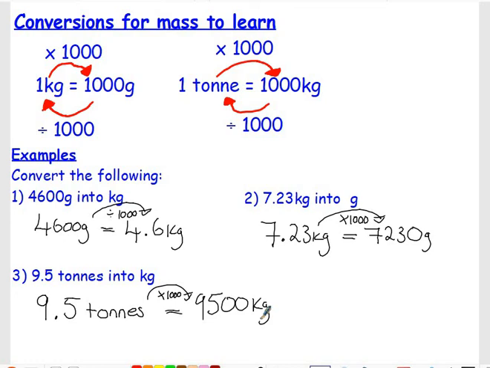Okay, so you need to make a note of these and you need to remember them. They will not be given to you in your exam. Okay, so you need to learn all of these conversions off by heart.